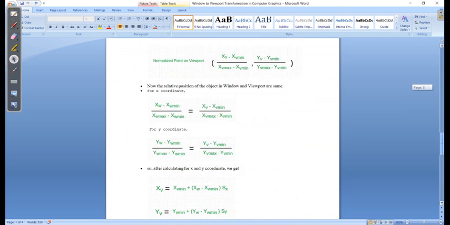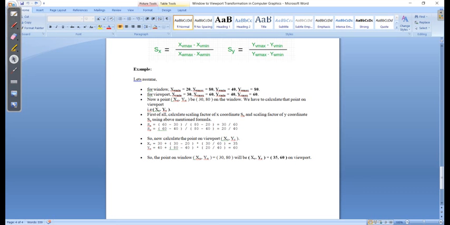Here we have an example for this calculation. Just look into the problem. Let's assume for the window xw min equals 20 and xw max equals 80, yw min equals 40, yw max equals 80, and for the viewport these are your viewport definitions. Now a point (xw, yw) = (30, 80) on the window. On the window the coordinate of a point is (30, 80). You have to calculate the point on the viewport.